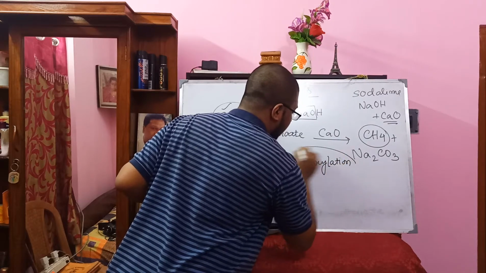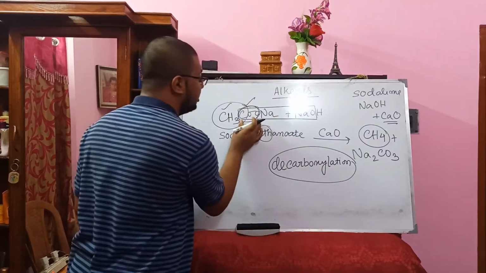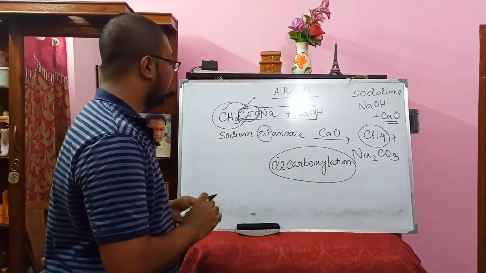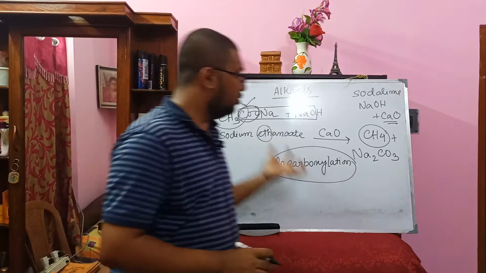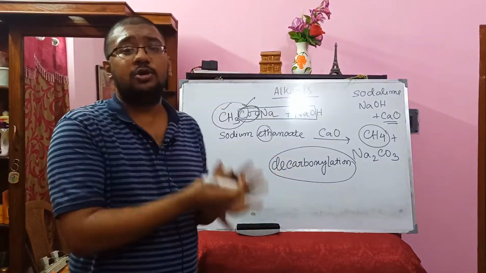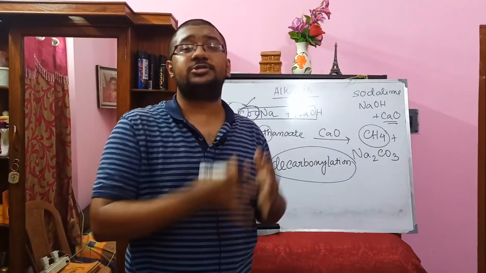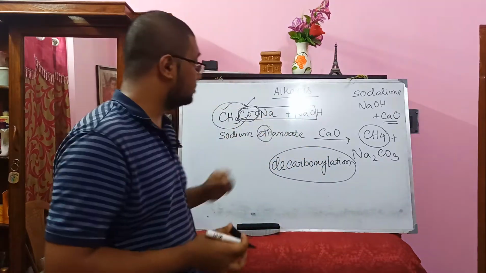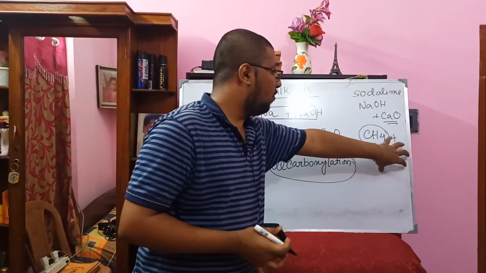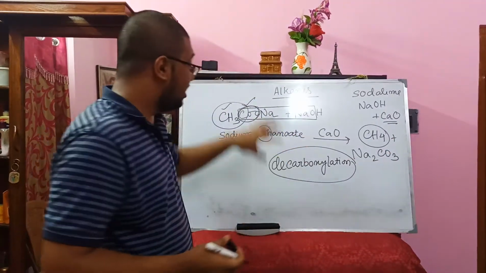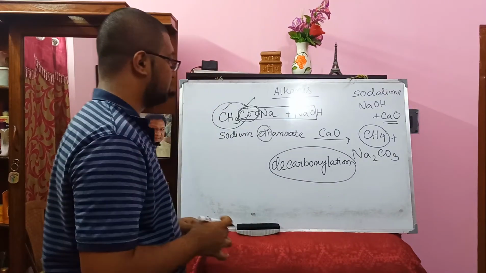Decarboxylation reaction. Is it clear? We are losing this carbon dioxide molecule, that is COO. So we are losing it. It is not actually a molecule, but we are losing carbon and oxygen in a ratio of 1:2 from this molecule. This is in the form of carbonate. So this is called a decarboxylation reaction.